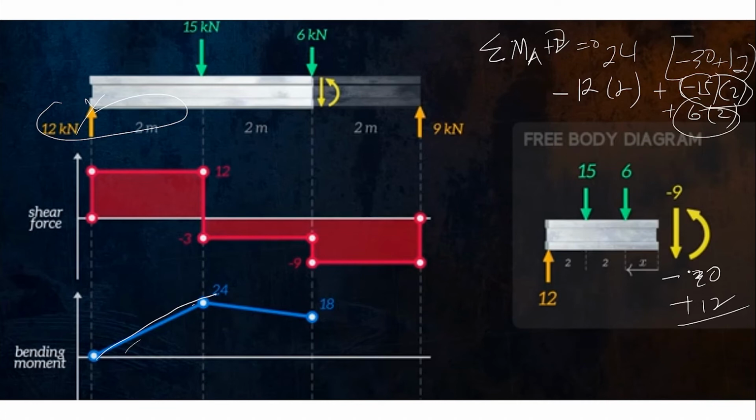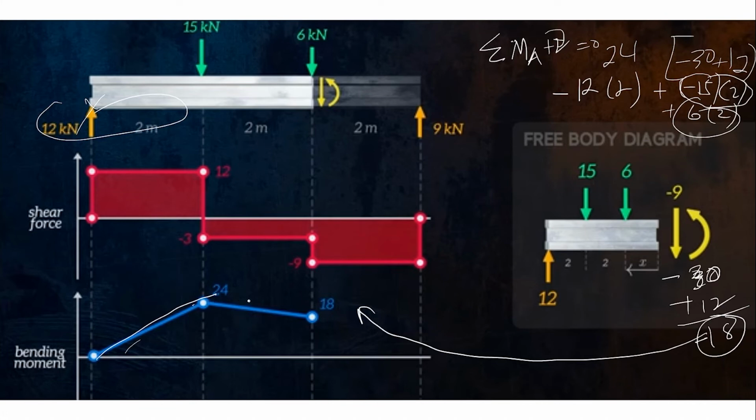Right? Negative 18 and 12. Negative 30. Is that right? 15 times 2 is 30, right? Then 12. So negative 18. Going downward. So that is 24, right? 24, that is 2 times 12.